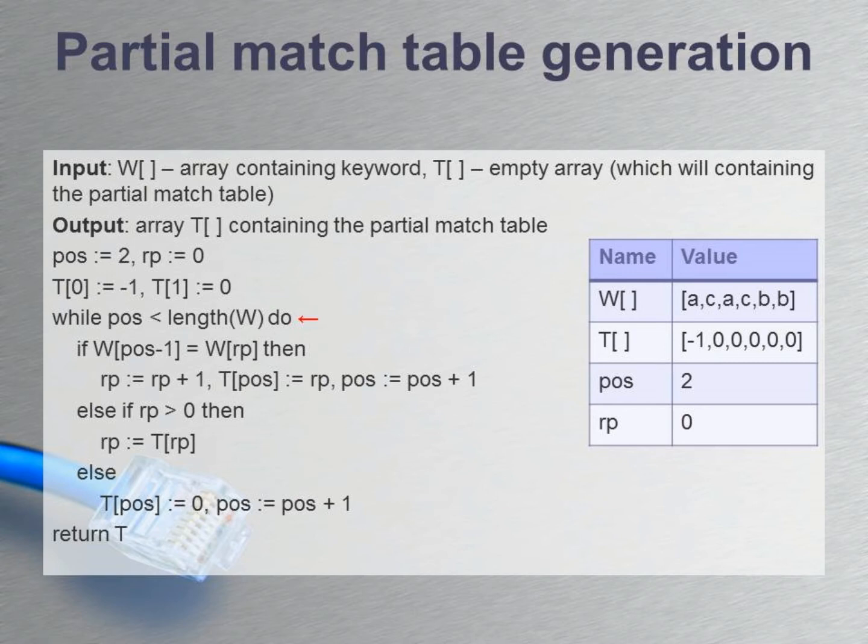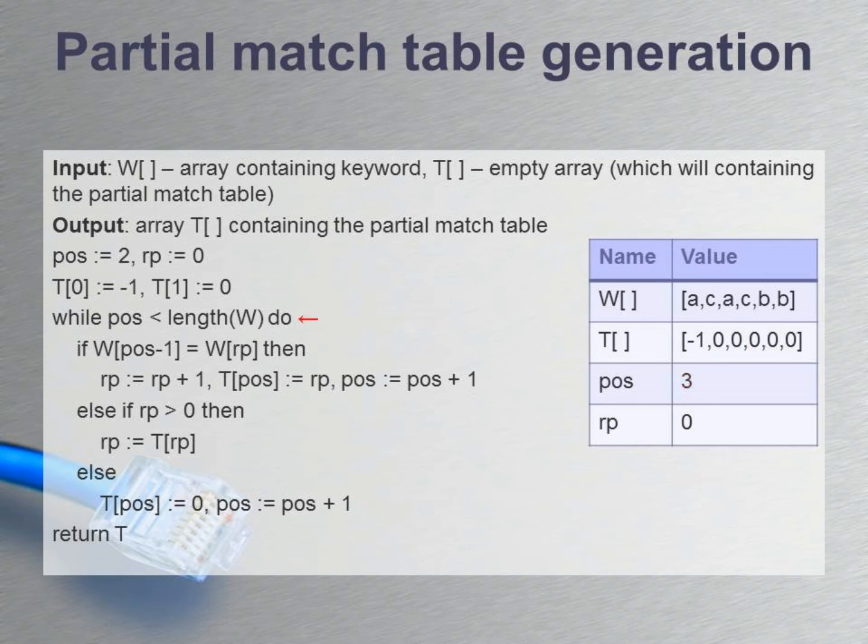Since pos is equal to 2 and length of W is 6, we enter the loop. W[pos - 1] is C, and W[rp] is A. Therefore, the first condition isn't satisfied. rp is 0, so the only other option is for it to execute the else statement. So we set T[pos] to be 0 and increment pos.